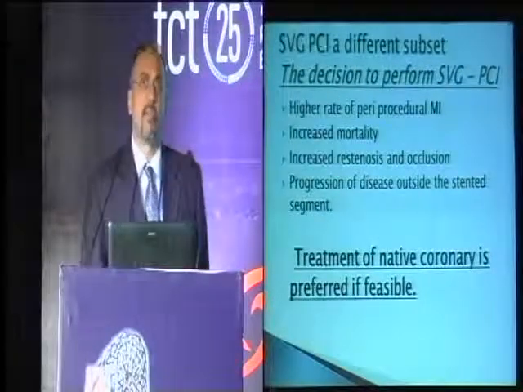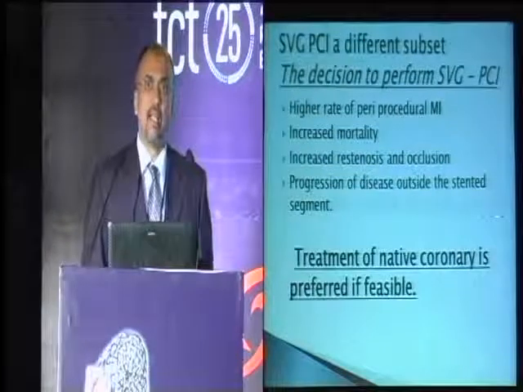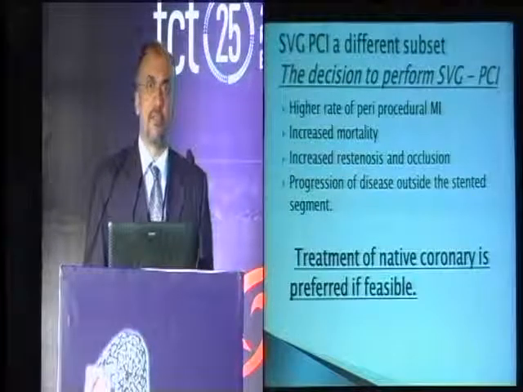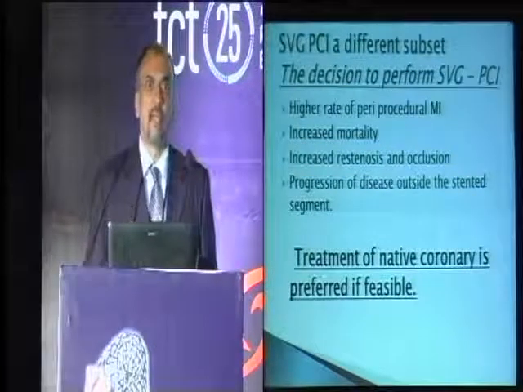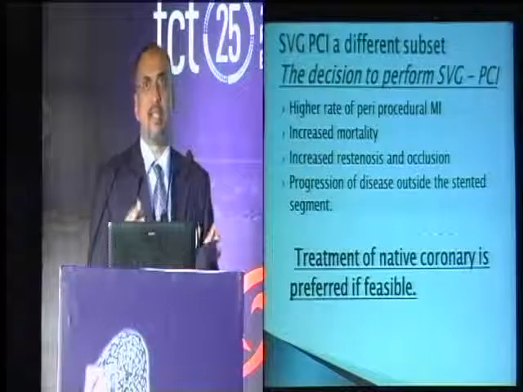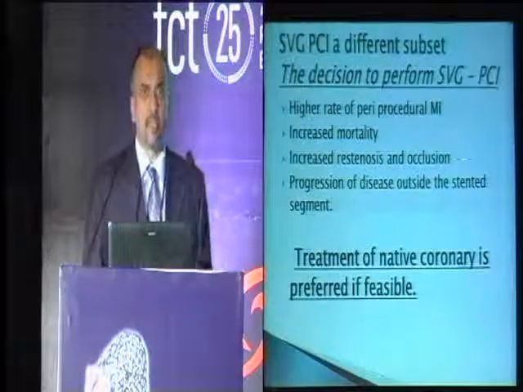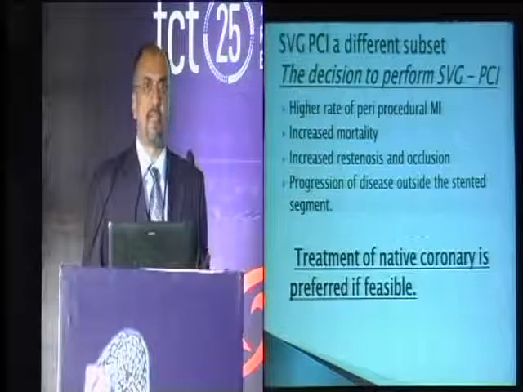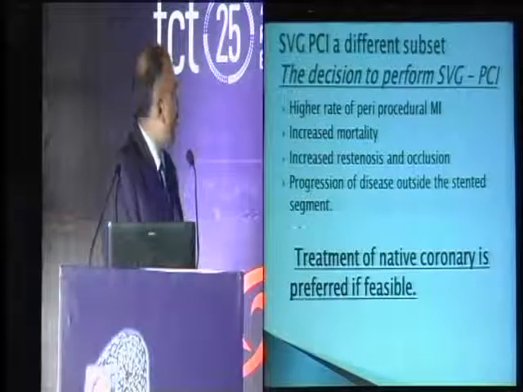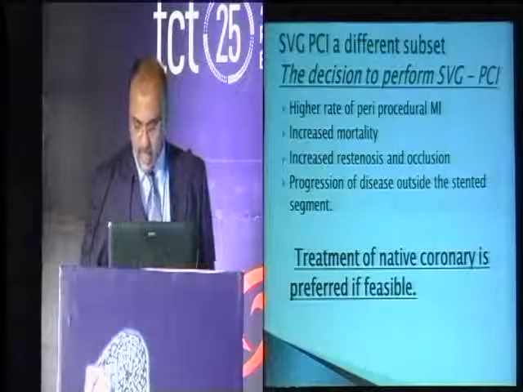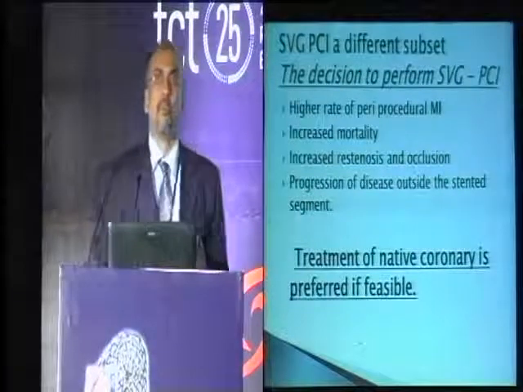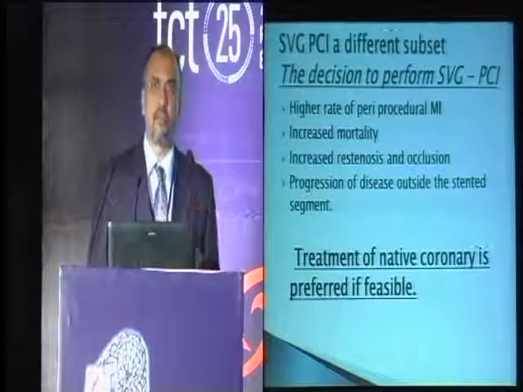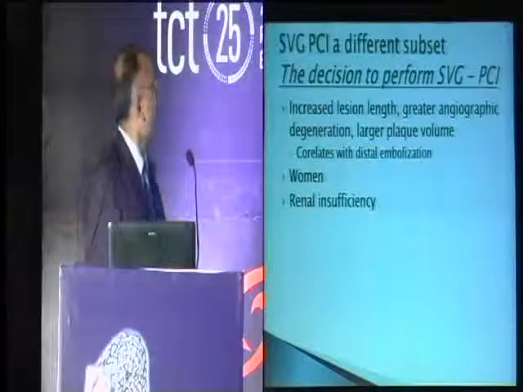And restenosis, more than target lesion revascularization, is target vessel revascularization, because a lot of these patients have 30 to 40, 50, 60% lesions which in the next few months progress. So once there is a degenerated SVG graft which needs a procedure, and you tackle the tightest lesion, above and below there are 40%, 50% lesions which progress very fast. So this is progression of disease outside the stented segment. So before you do an SVG PCI, look at the native vessel very closely. Even if it's a total occlusion, that would be the first choice.